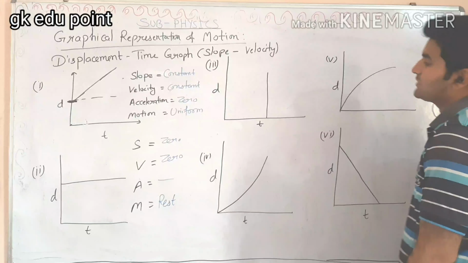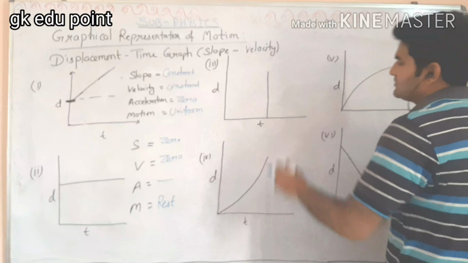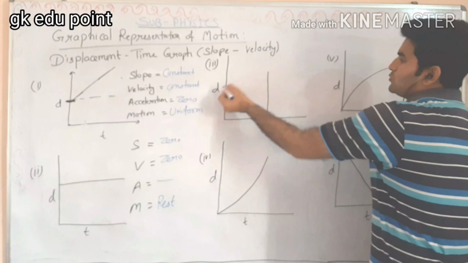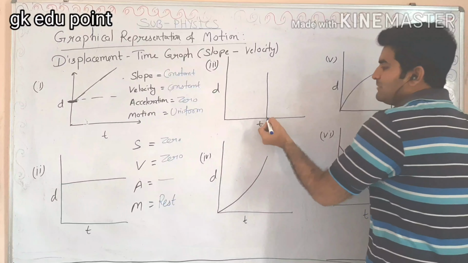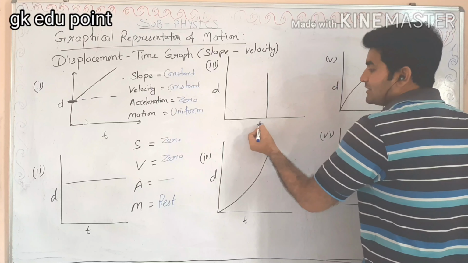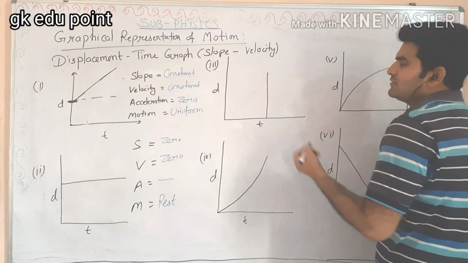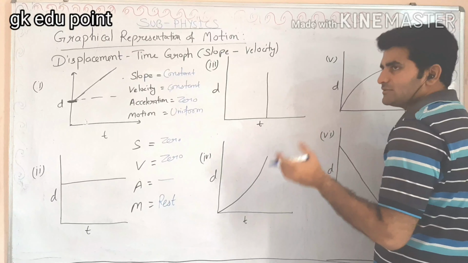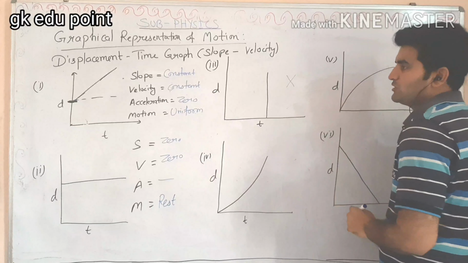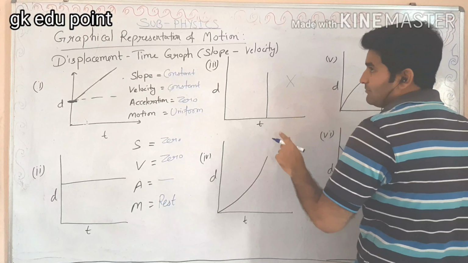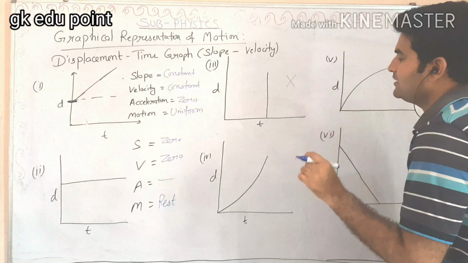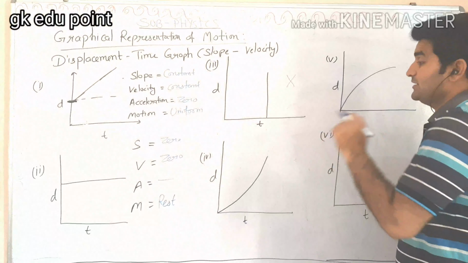Now we take graph number 3. In graph number 3, we directly observe that the line is parallel to the displacement axis. It means displacement is changing constantly, but time is not changing. Is this possible? I think it is not possible. This graph is practically not possible. Without taking time, displacement cannot change. If displacement is changing, some time needs to be taken.